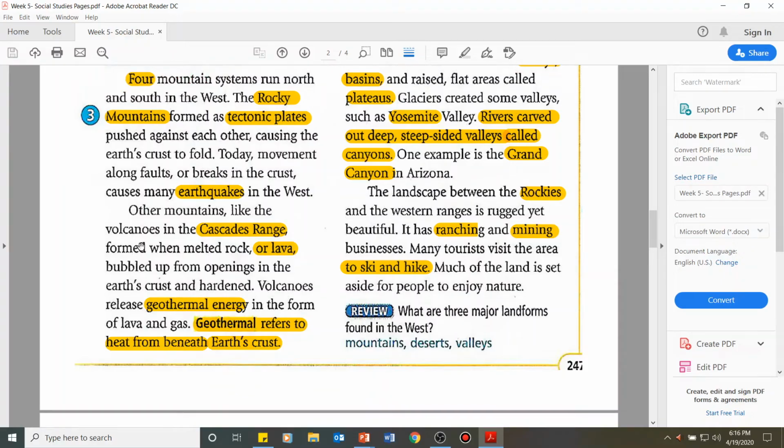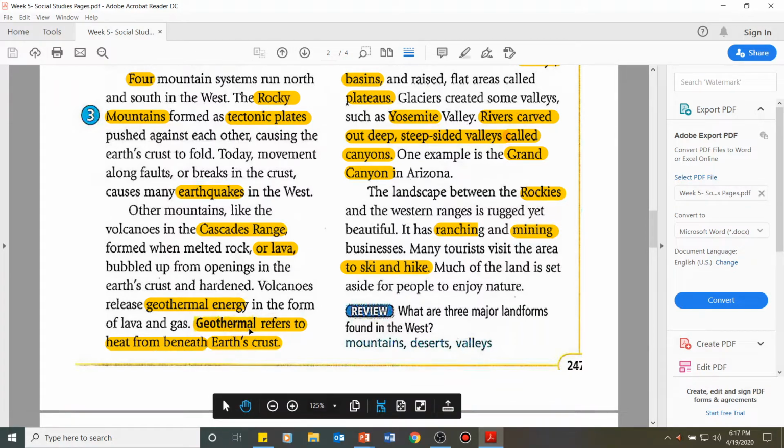Let's continue reading. So other mountains like the volcanoes in the Cascades range form when melted rock, or lava, bubbled up from openings in the Earth's crust and hardened. So hardened lava formed the Cascade Range. Volcanoes release geothermal energy in the form of lava and gas. Geothermal refers to the heat from beneath Earth's crust. So beneath our Earth, there's a molten core which is very hot, and this energy coming from the heat is what we call the geothermal energy.